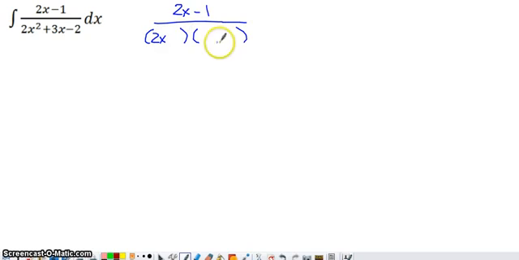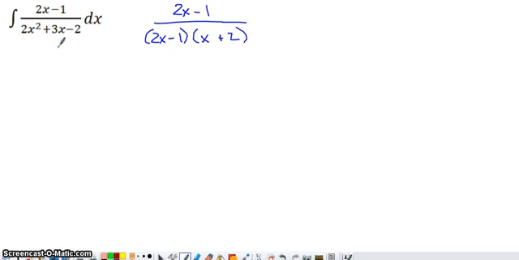So the denominator, if I factor it to x and x in those positions and minus 1 and plus 2 in those positions, outer times outer gives me 4x, inner times inner gives me minus 1x. There's the plus 3x I need, and we have this thing factored.